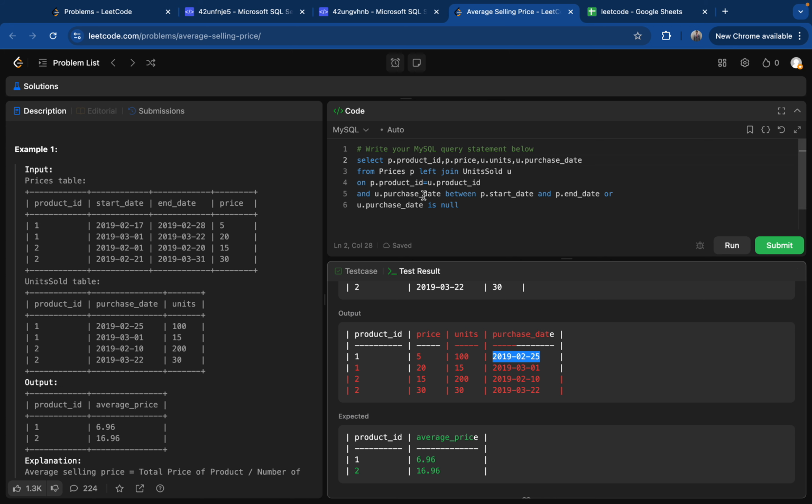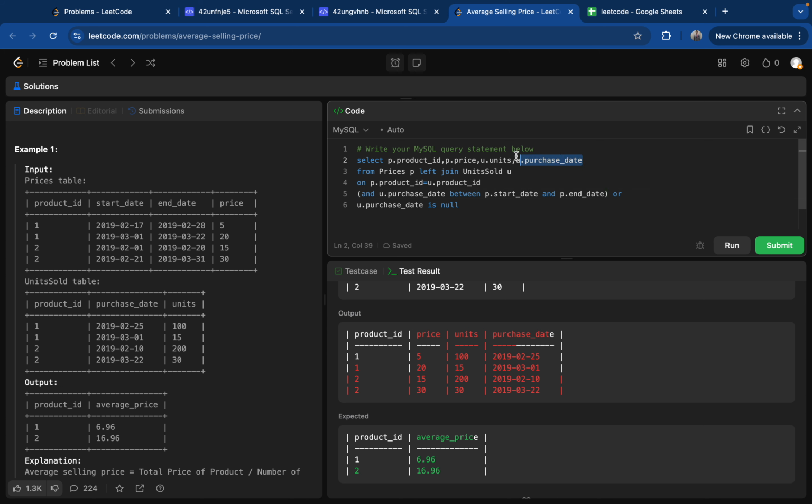What we did here was, first we applied the left join on the prices to get the information about every product on the prices table. Then we also wanted to make sure that the purchase date should be between the product start date and end date, or, for the products which are not present in units sold, where no one has bought any of that product, we know that the purchase date will be null. So we have put the or condition here.